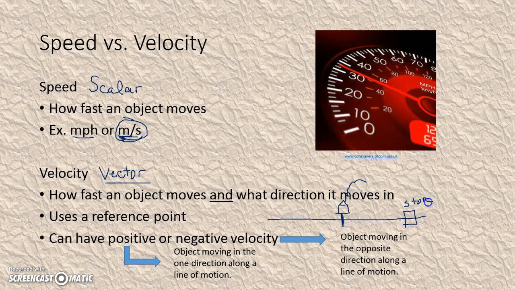So to go to the store, we're going to go, let's say, 2 miles in the positive direction. Well, to go from the store back to our house, we have to go a negative 2 miles, because we're going in the opposite direction if we go this way.